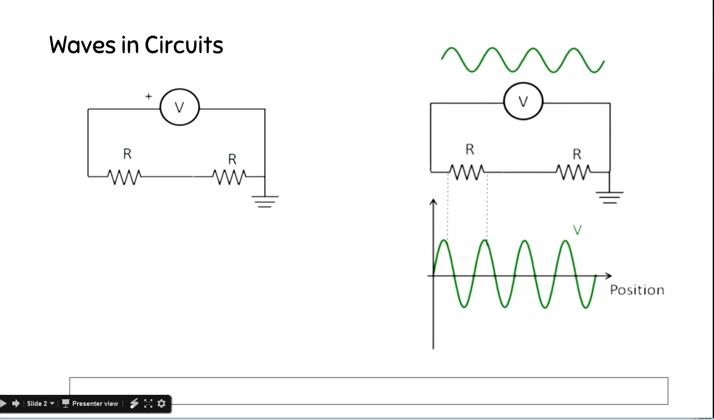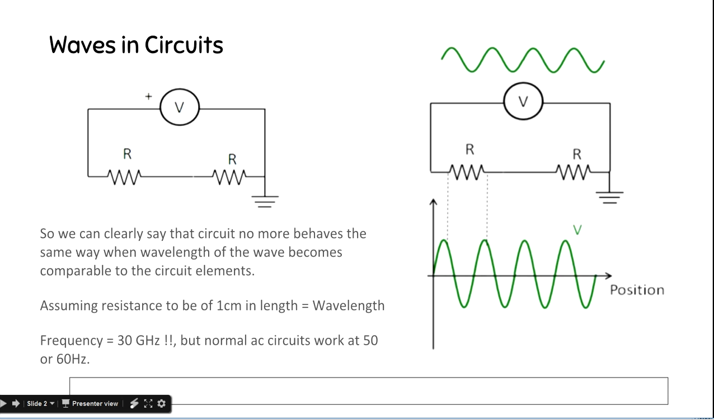Now consider this circuit with the following AC as input. What is the voltage across this first resistor? If you observe properly, it is 0 and not V by 2. So what has changed? Actually, the wavelength of the input excitation has become very small.